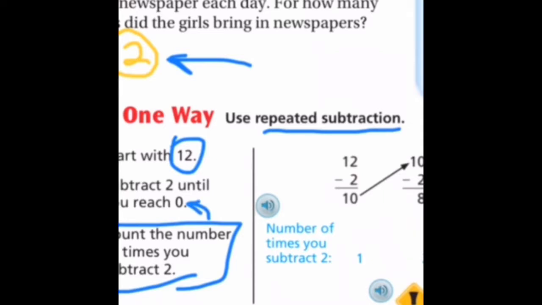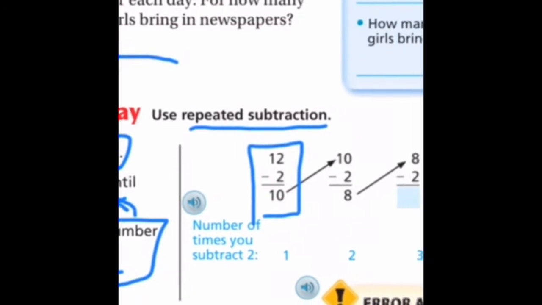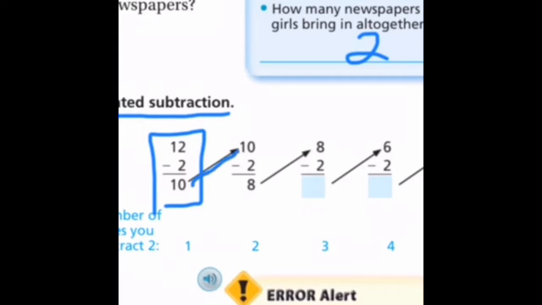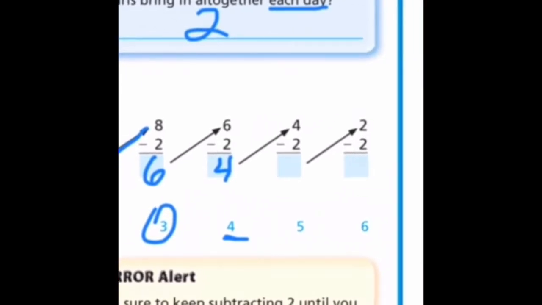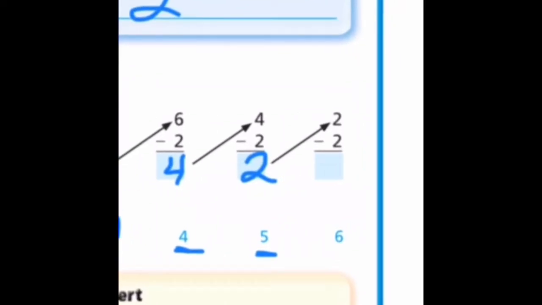So we have the first one here, 12 minus 2 equals 10. Then we take that number 10, which was our answer, the difference, and we start with it now. 10 minus 2 equals 8. Bring our 8 up here. 8 minus 2 equals 6. That is our third time we've subtracted. 6 minus 2 is 4. That's the 4th time we subtracted. 4 minus 2 is 2. That's the 5th time we subtracted. And finally, 2 minus 2 is 0, and we can stop now. And we subtracted a total of 6 times.